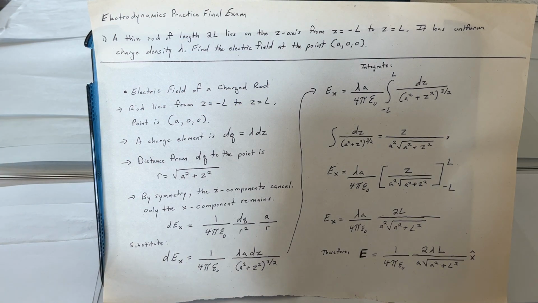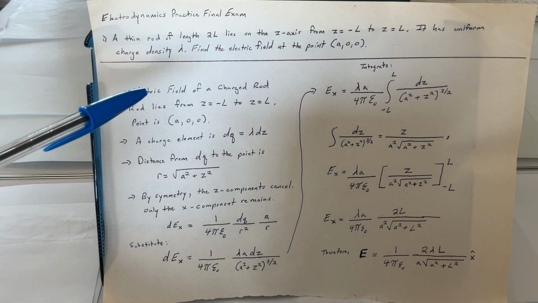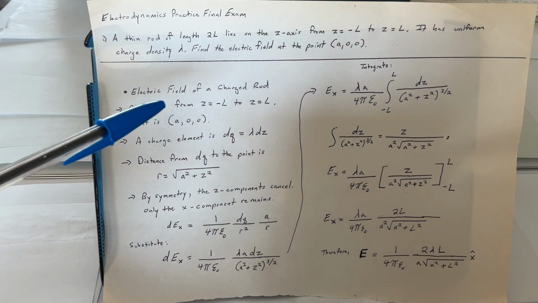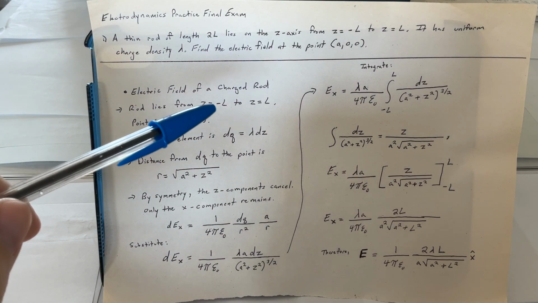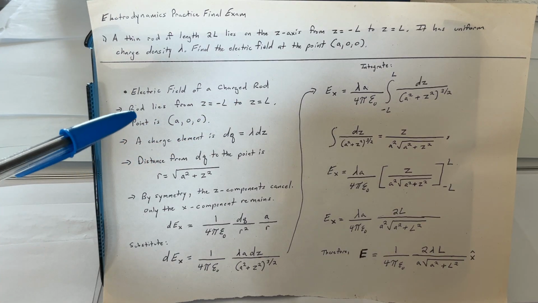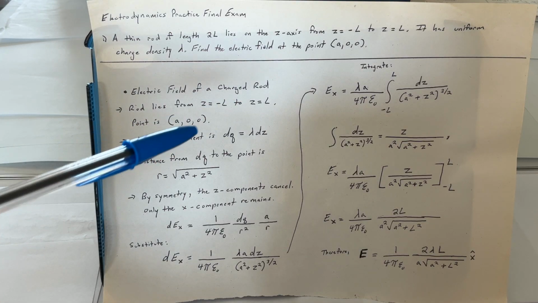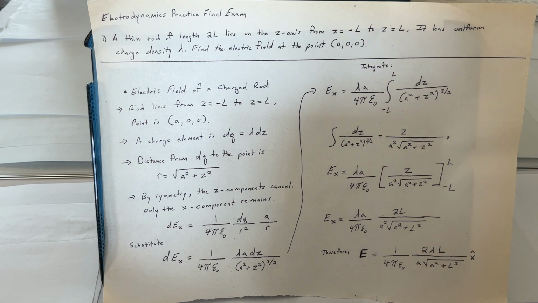Okay, so let's see what we could do here. So we have an electric field of a charged rod. The rod lies from z equals negative L to z equals L. Point is A, 0, 0. Okay, so I'm going to go through this relatively quickly. I'm not going to go over all the computational stuff, the intermediary steps with some calculus, algebra, arithmetic, etc. So just so you have this as a reference for practice.